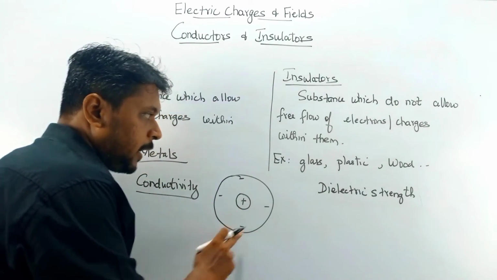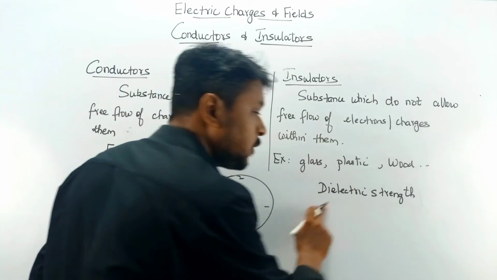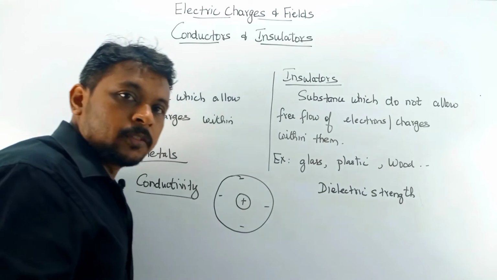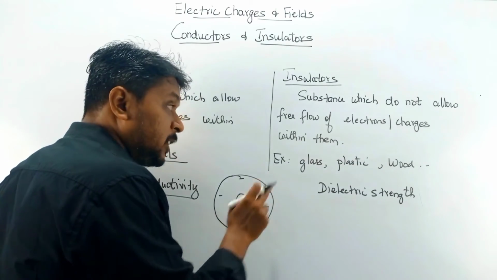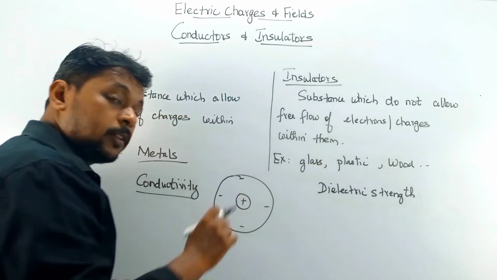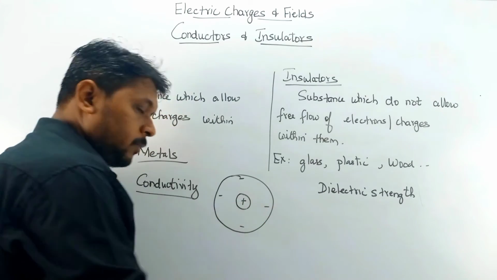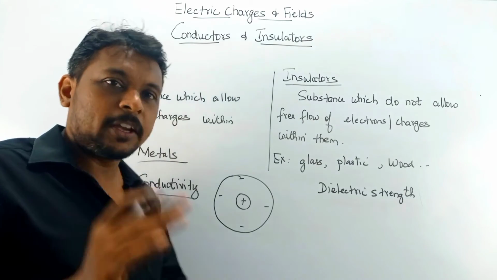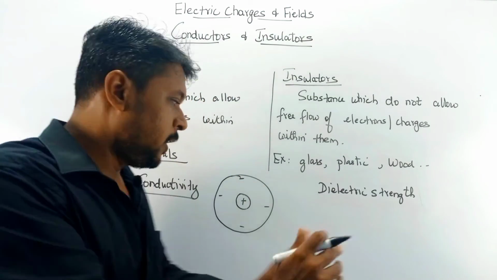But in the case of insulators, this force is very large and strong enough. In an insulating material, this force between the charges is very strong, so it is very hard to take the electrons out. They just stay inside and will not move.